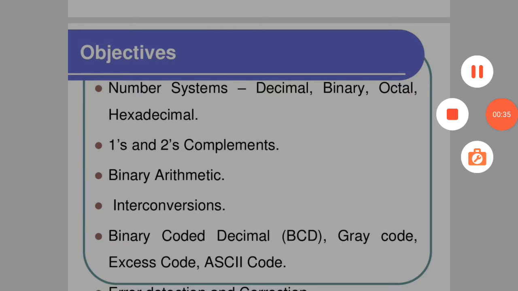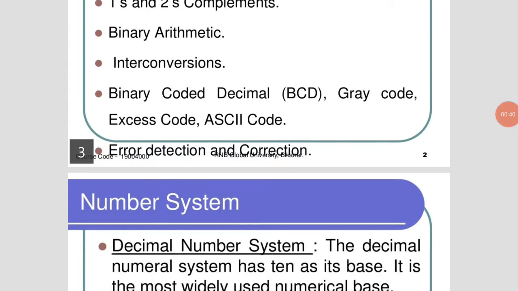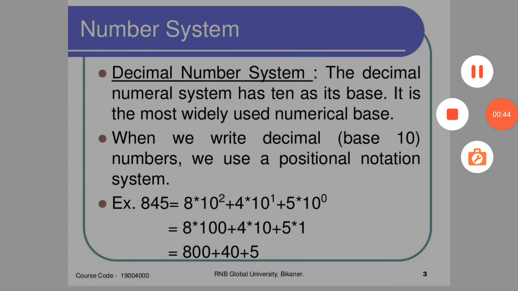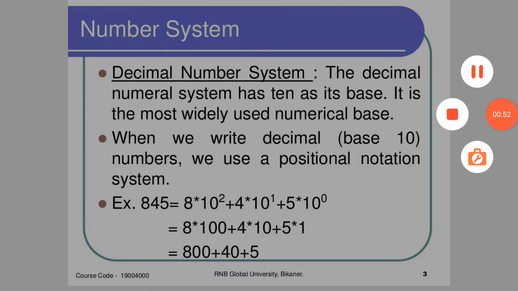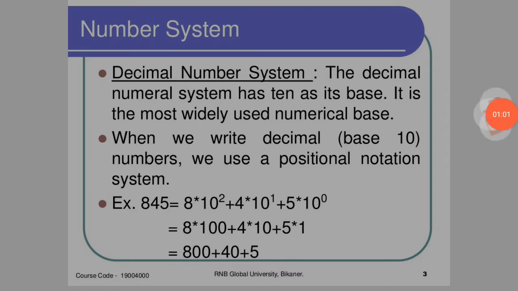First is number system. We see the number system in decimal form. The decimal number system has 10 as its base. It is the most widely used numerical base. When we write decimal base 10 numbers, we use the positional notation system. An example of a decimal number is 845.